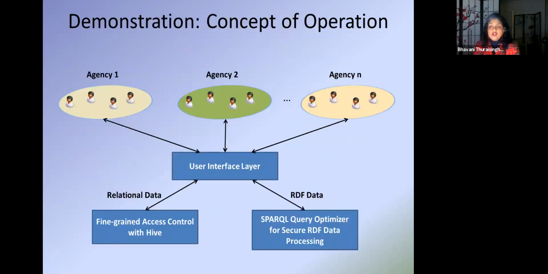Okay, so we demonstrated. This was our first prototype, 2012. I remember 2012, September. Three agencies, and they are sharing data, the user interface. So we had both prototypes, right? Both query processors, fine-grained access control, XACML policies with Hive relational data, and then our SPARQL query optimizer for RDF data. And so we demonstrated, and then we found we had only one cloud. It was in Dallas.